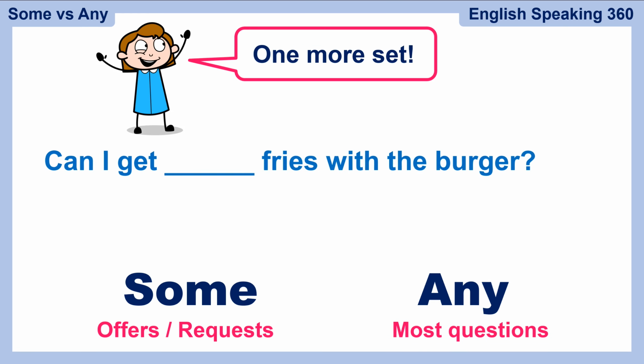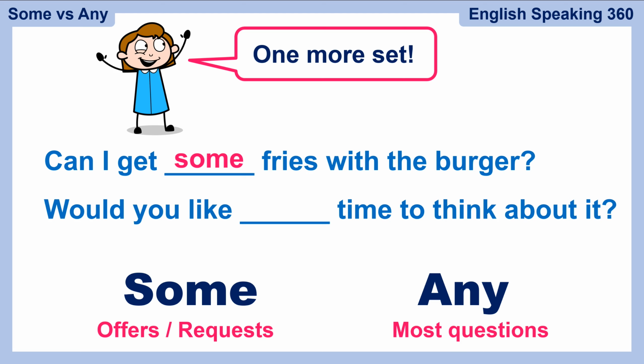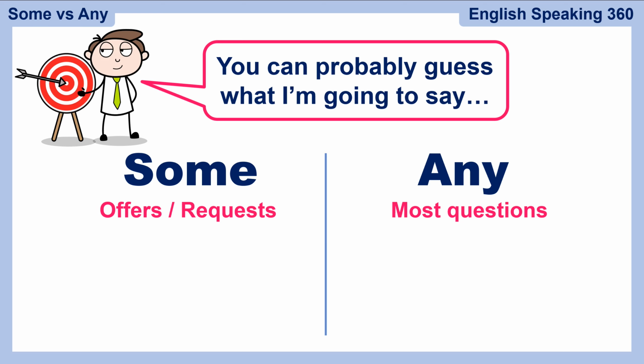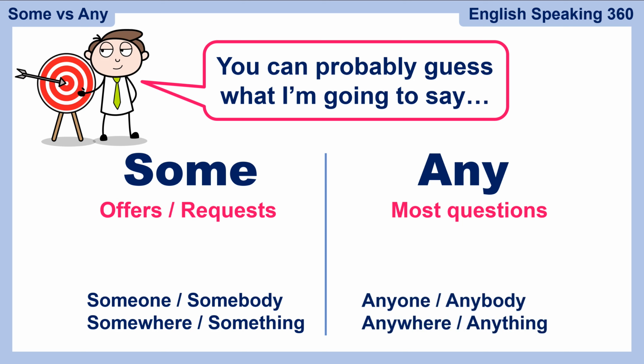One more set. Can I get fries with the burger? So you want to get fries with your burger. So you would say, can I get some fries with the burger? You are requesting fries. Would you like time to think about it? Would you like some time to think about it? You're offering the person more time to think about the answer. You can probably guess what I'm going to say. The other words, like we've seen before, follow the same rule. So it's pretty simple, right?